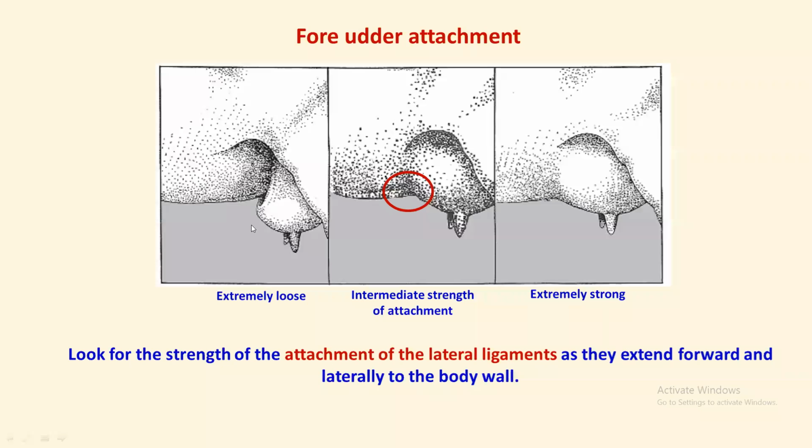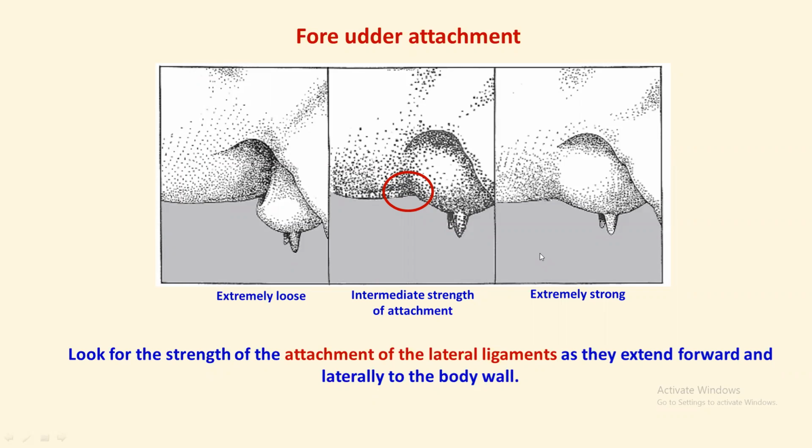In the second one, the angle is lesser, and the third one, which is extremely strong, the udder is almost forming a straight line, or a very small angle. It means the udder is tightly attached, and the lateral ligaments are tightly attached to the body walls. This you have to see. This trait is important not only in sheep and goat, but also in cattle. So fore udder attachment is a very important trait.